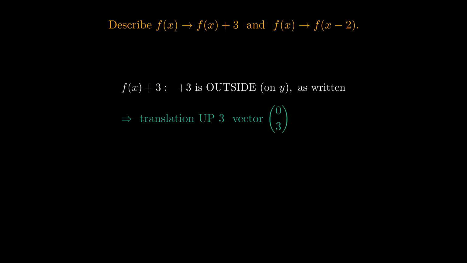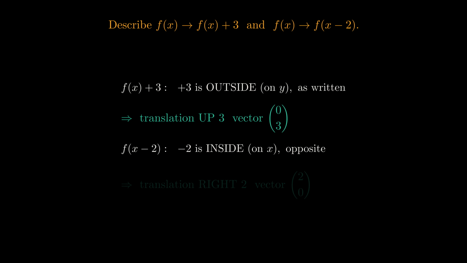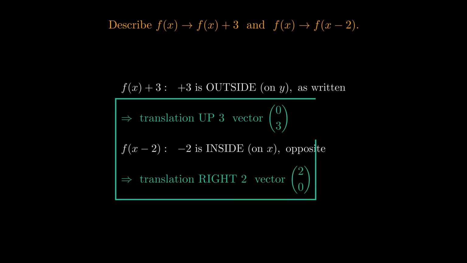Now f of x minus 2. The minus 2 is inside, next to x, so it does the opposite of how it looks. Not left 2, but right 2. A translation by the vector 2, 0. Say the direction clearly. That's exactly what the MarkScheme wants. Part 2.